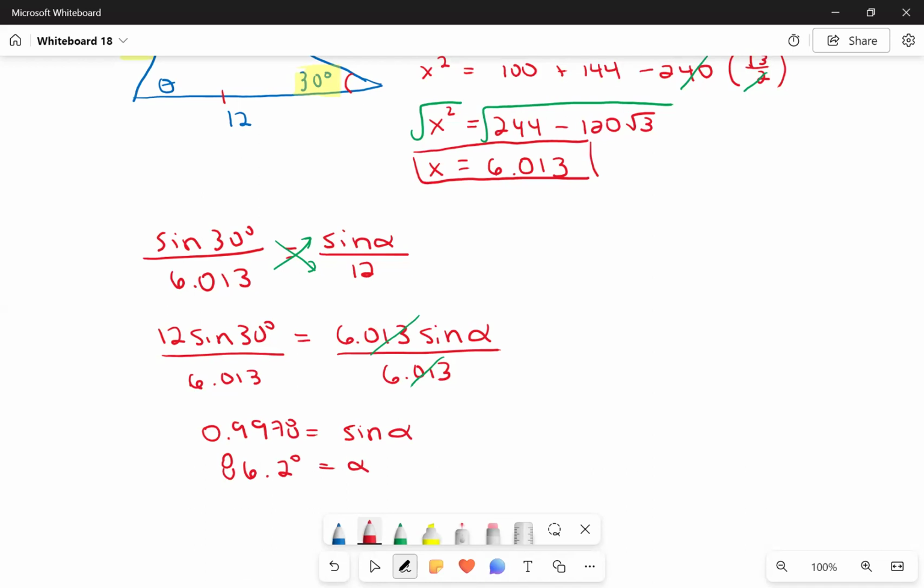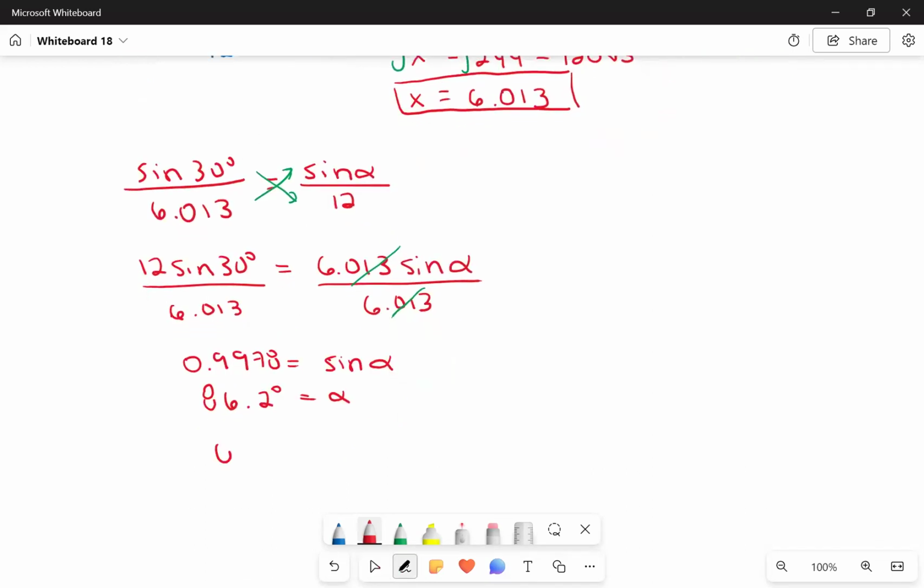Okay, so let's find theta. To do that, I'm just going to subtract the two angles from 180. So 86.2 minus the 30 from 180. I could put little degrees on all of those so it looks professional. Okay, so I end up with 63.7 for theta.